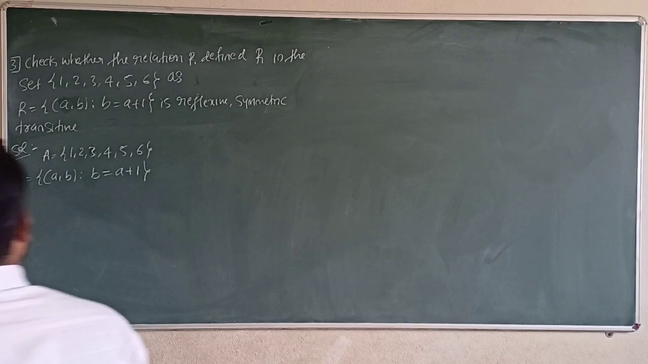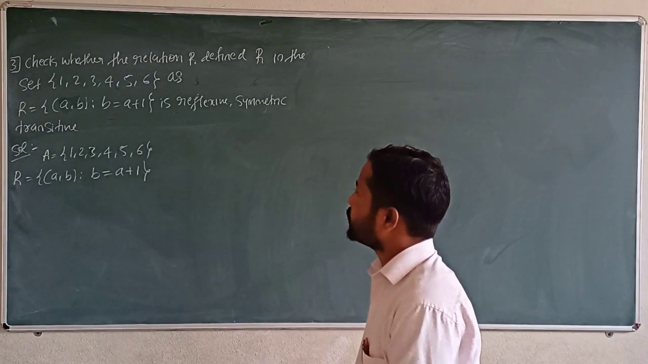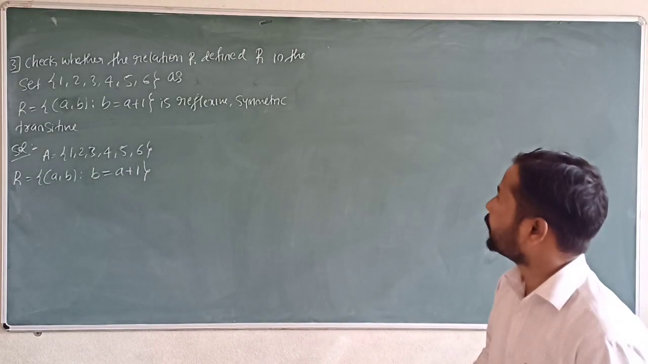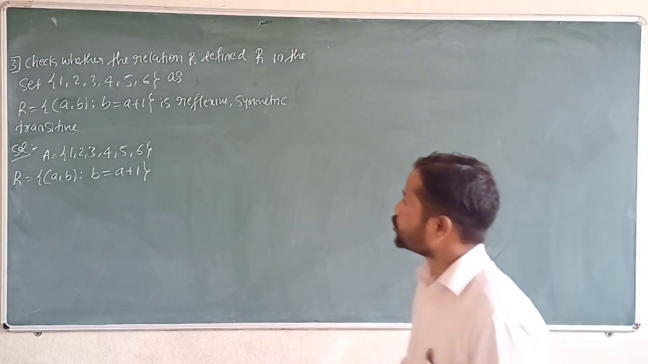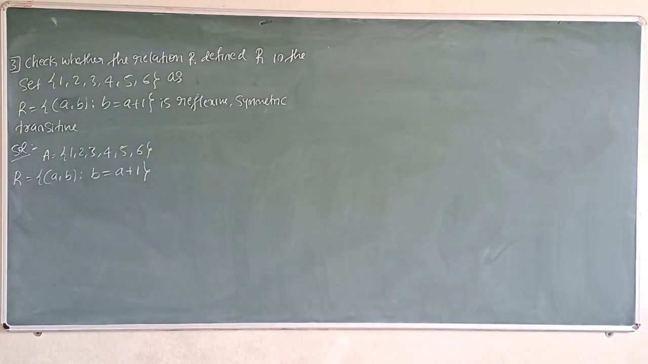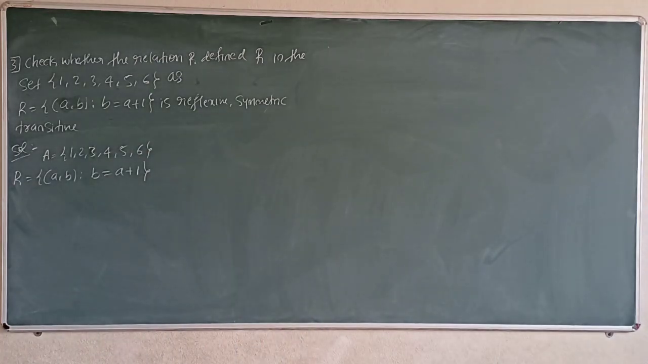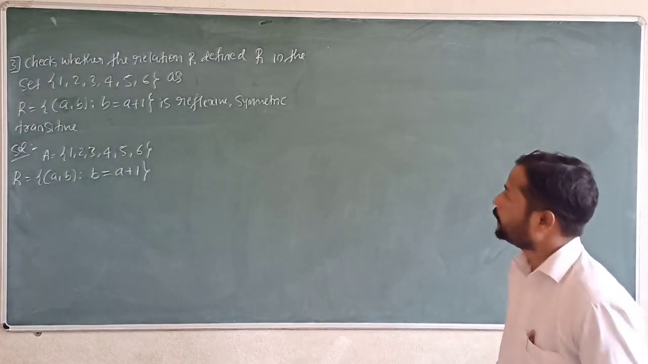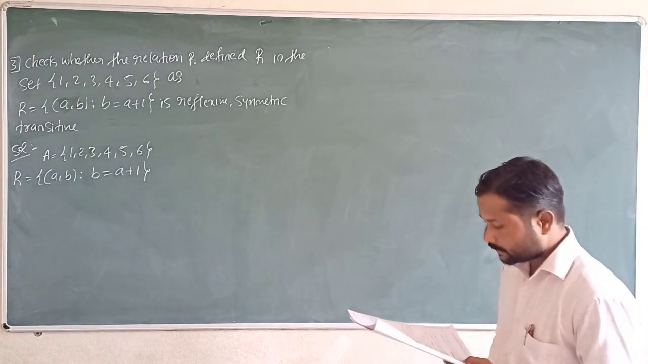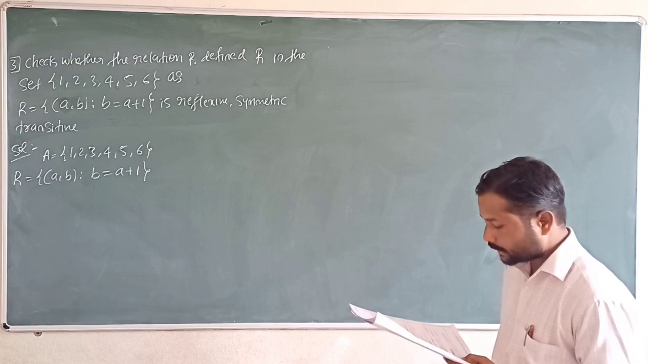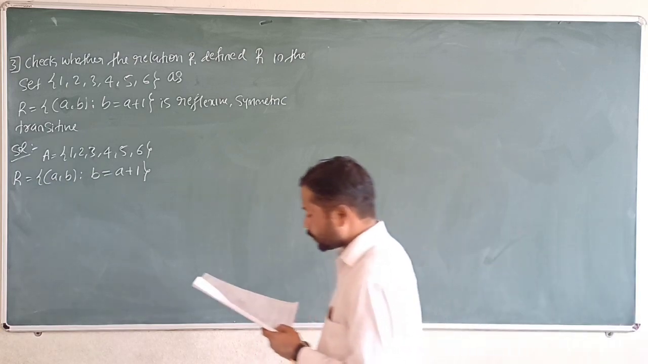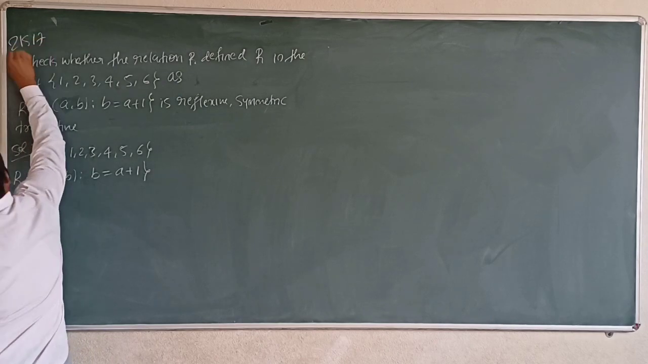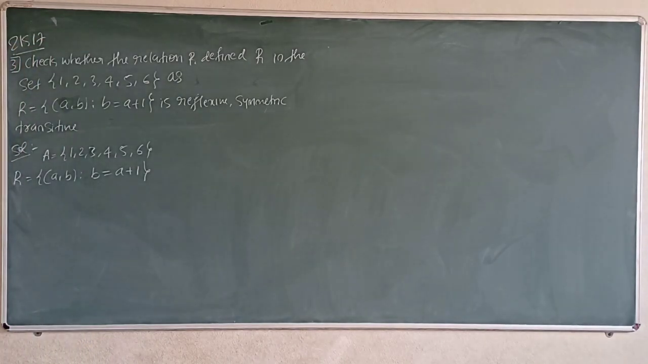Take up the third question. Check whether the relation R defined on the set A equals 1, 2, 3, 4, 5, 6, as R equals (a, b) such that b equals a plus 1, is reflexive, symmetric, and transitive. This question was asked in 2017.